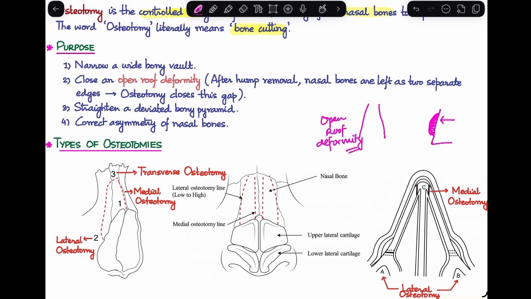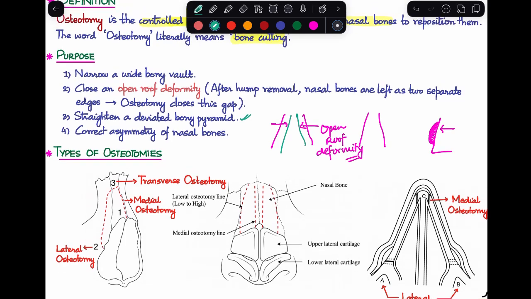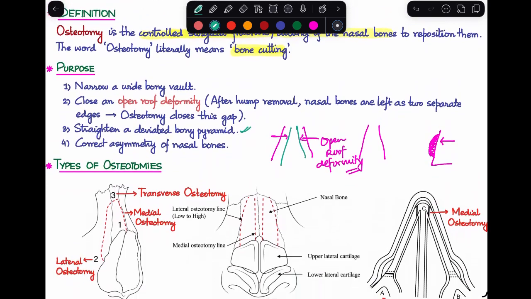Second is the next step after hump removal, which is narrowing of the nose. So if the nose is quite wide, we are going to be narrowing it. So osteotomy is a way that will help us in narrowing the wide bony vault. Next, if there is a deviated bony pyramid, osteotomies will also help you in straightening up the deviation of the bony pyramid. And lastly, if there is any kind of asymmetry of the nasal bones, that can also be corrected using osteotomies. So these are our purposes of doing osteotomies during rhinoplasty.